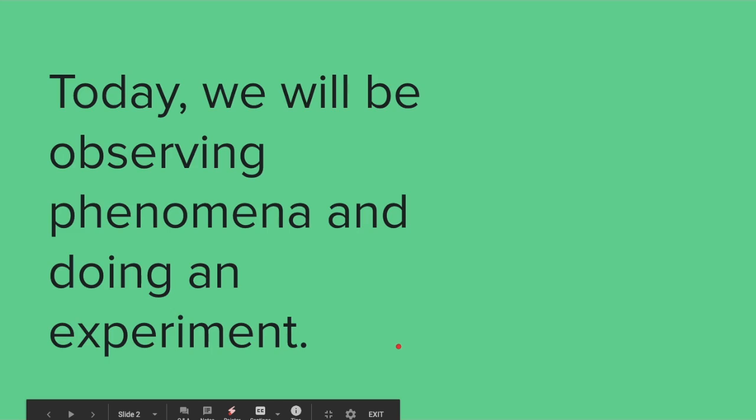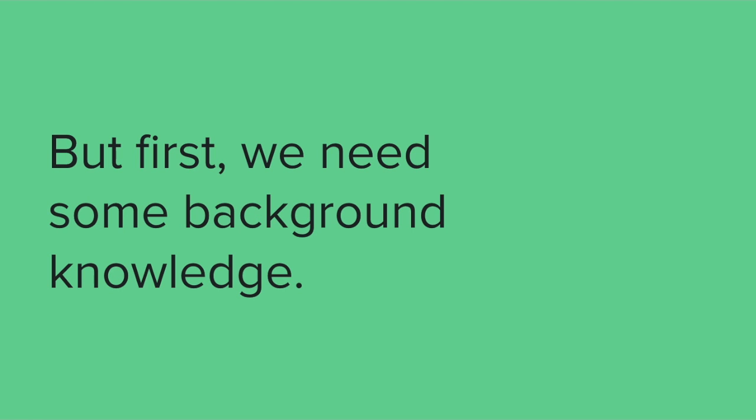Graders, today we are going to learn a bit about how we think like scientists. So let's get started. All right, so today we will be observing phenomena and doing an experiment. But first, we need some background knowledge. Like with anything that we are going to research, it's good to know some stuff beforehand.